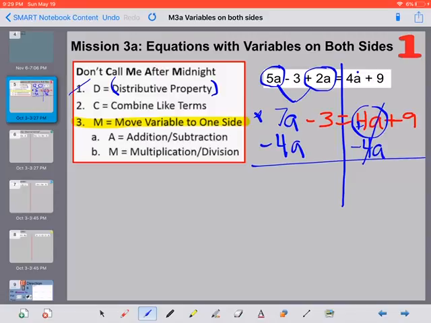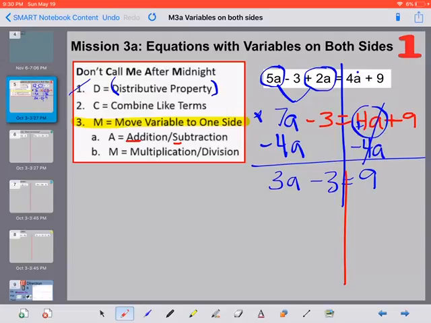So 4 apples are gone from here, and 4 from here. 7 minus 4 is 3a. And then copy the rest: minus 3 equal to 9. If we would have moved the 7a to the other side, we would still get the same answer in the end. Okay? Now, we're going to get rid of our adding and subtracting.